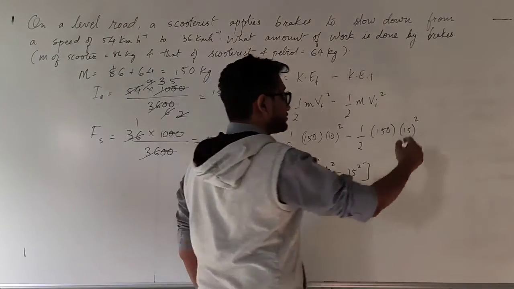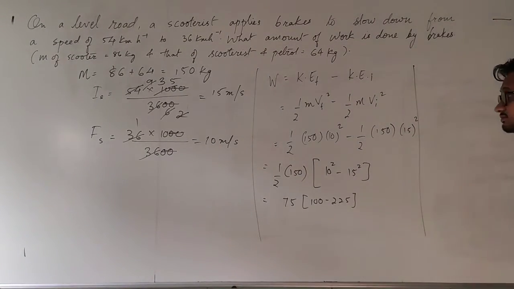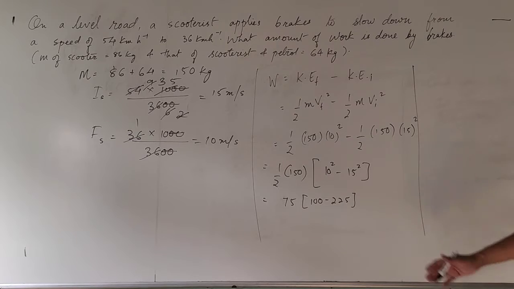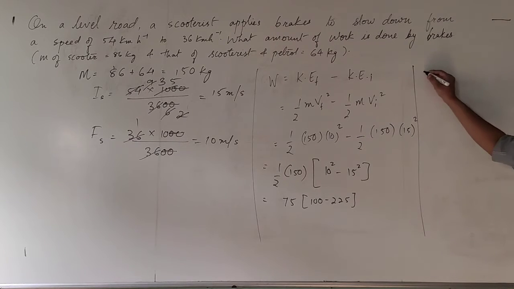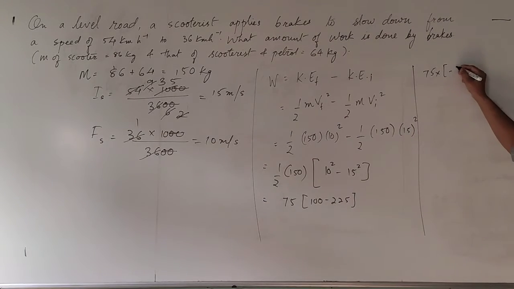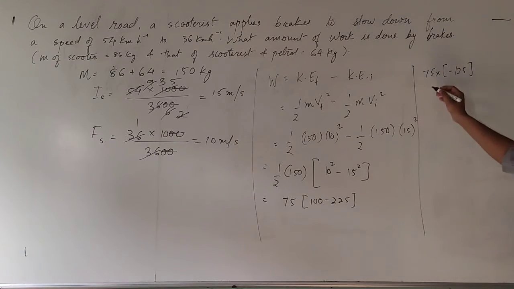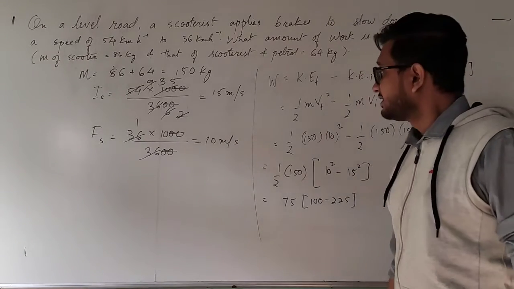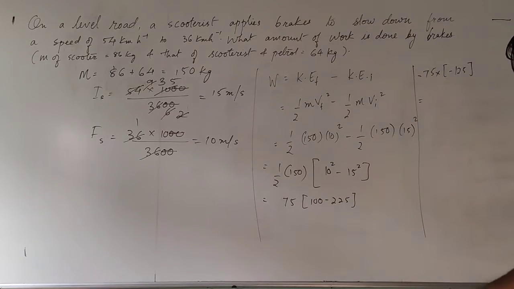I hope it is clear to you, students. The next is 75 into, what will be 100 minus 225? It will be minus 125. Now all you need to do is simply multiply this. Okay? Let's revise this once again, and then we'll write the final answer.